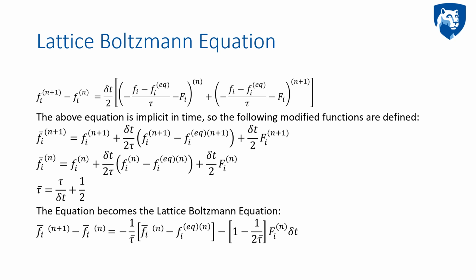So to do that, we introduce a new distribution function called f_i bar, which is defined by this value right here. And for f bar n plus 1, all terms here will be n plus 1, and for f bar at n, all terms here will be n. And we also define a new relaxation time, tau bar, which is just tau over del t plus 1 over 2. So once we make these substitutions into our original equation, the equation takes this form right here, which is a fully explicit form, and this is the Lattice-Boltzmann equation.